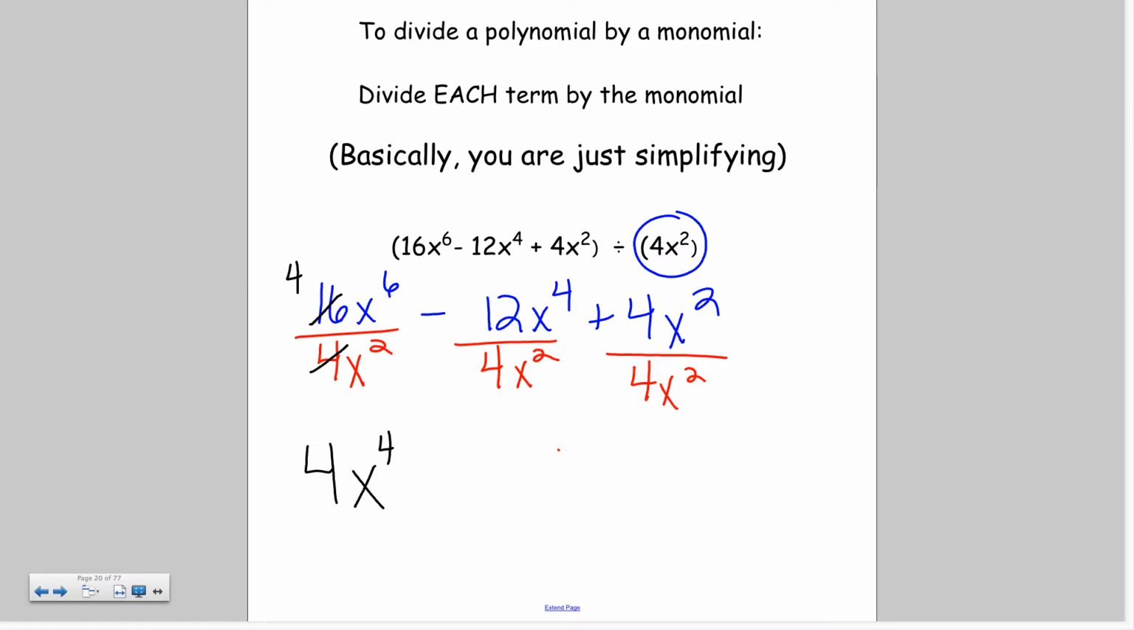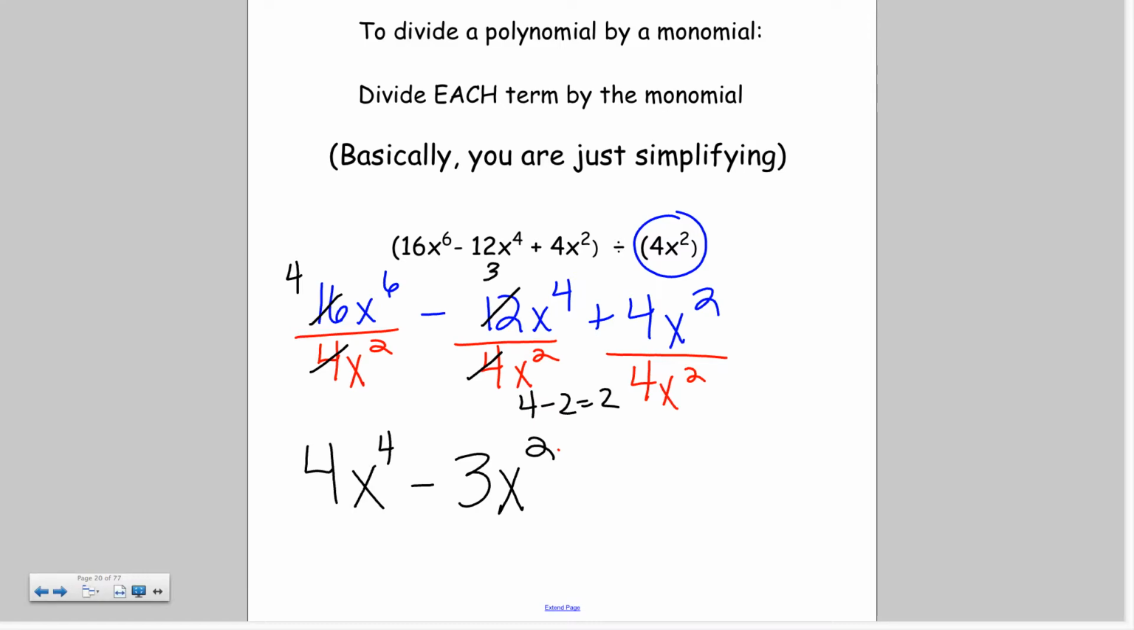Alright, then I'm going to move to my second section. Negative 12 divided by 4 is negative 3. Then I've got x to the 4th over x squared, and 4 minus 2 is 2. Positive means stays on top. Alright, then I'm going to move to my last section.